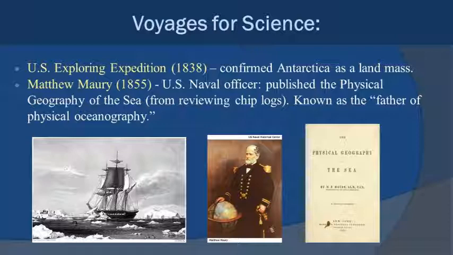Matthew Murray is actually known as the father of physical oceanography. He was a U.S. naval officer, but early on he actually sustained a leg injury that made him unfit for seafaring. That didn't stop him, however. He spent a lot of time going over all the nautical charts and data that came in and eventually published a book called Physical Geography of the Sea. This stands at the foundation of modern oceanography.